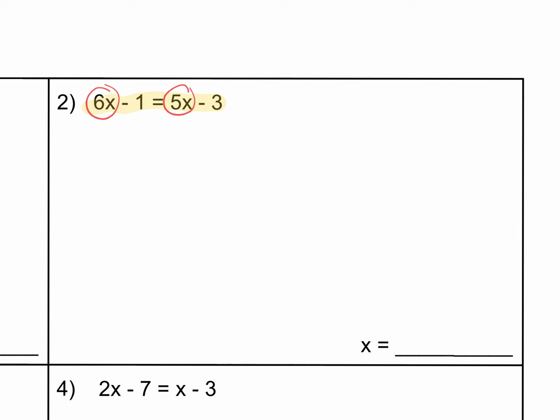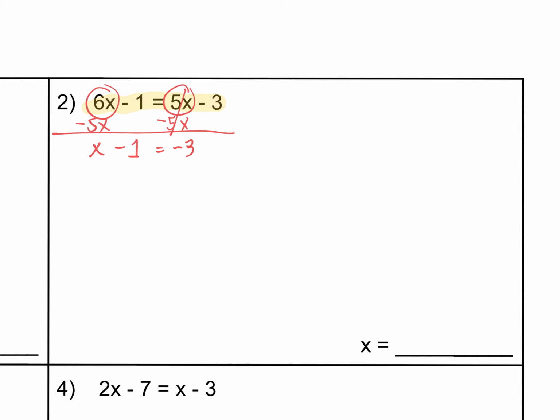I'm going to go ahead and get rid of the 5x by subtracting 5x on both sides. On the right side, all I have left is negative 3. On the left side, 6x minus 5x is 1x, and then I'm going to bring down the minus 1. I have x minus 1 equals negative 3.